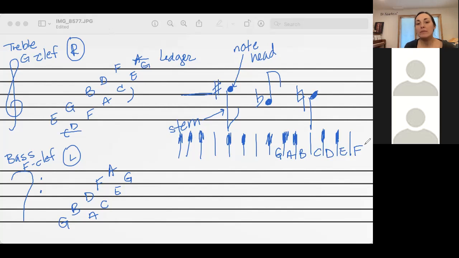treble clef, and we can basically do ledger lines on either side. So again, if you're a cellist, you're going to end up with a couple of ledger lines down this way. So G, F is under the staff, E is on the first line, D is underneath the first line, C is the second line down. And then you can also go above. So G, A, B, C, D, and then it can kind of keep going.